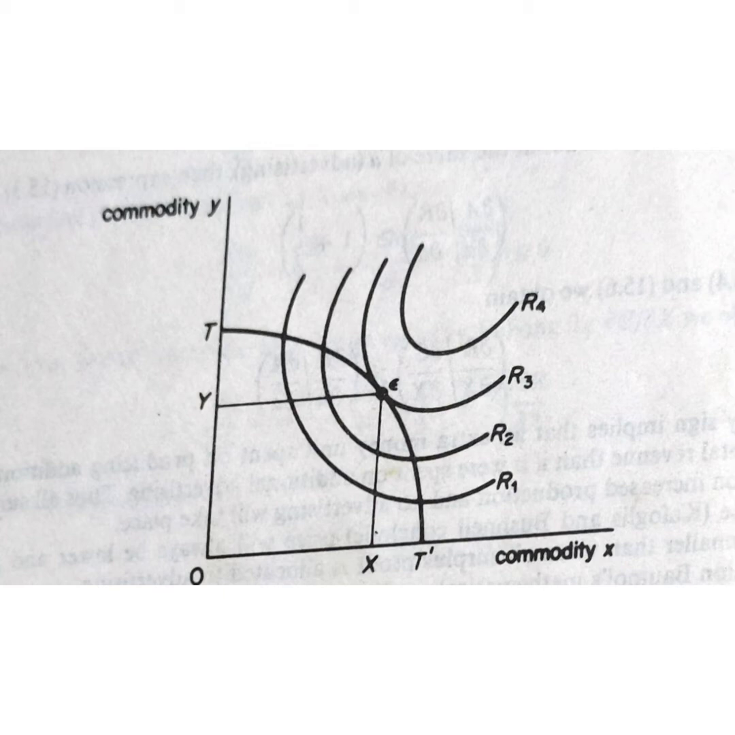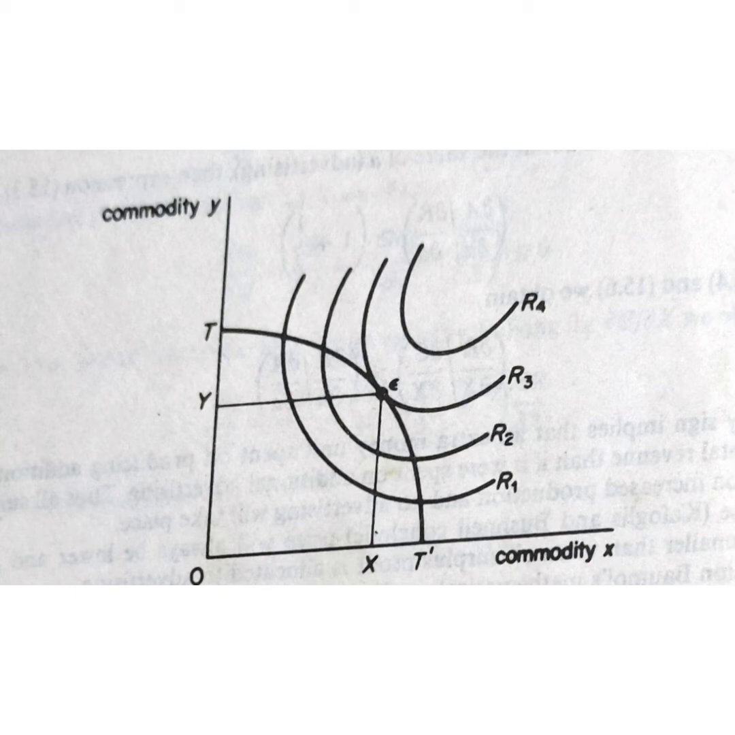The X axis shows the commodity X and the Y axis shows the commodity Y. And we have the iso-revenue curves R1, R2, R3 and R4. They meet at point E, that is with the TT product transformation curve. So this is the point of equilibrium. The iso-revenue curve is drawn convex to the origin, that is a falling demand curve for the two products, and hence a declining marginal revenue for additional units sold.